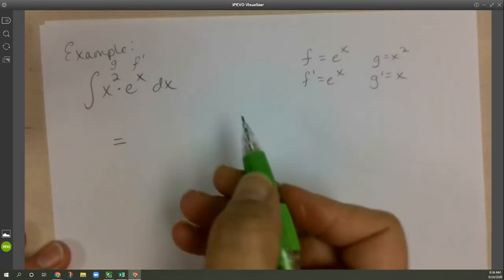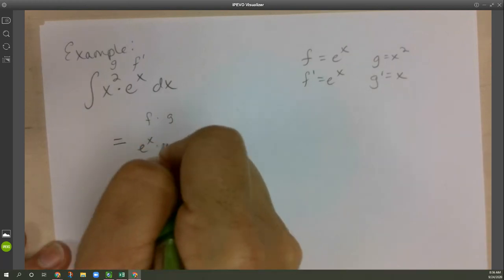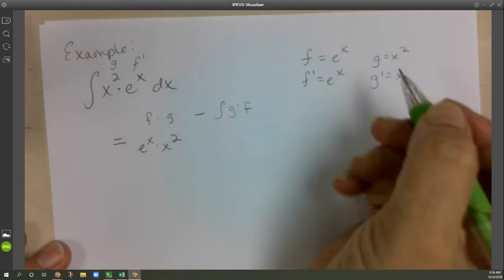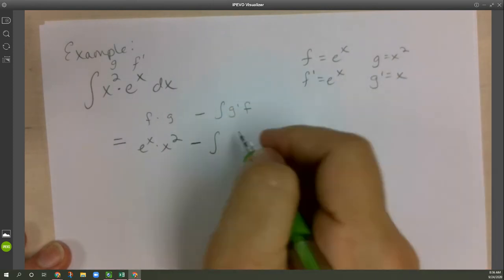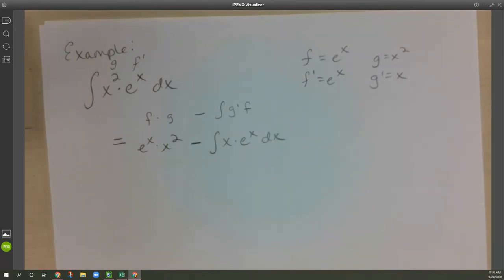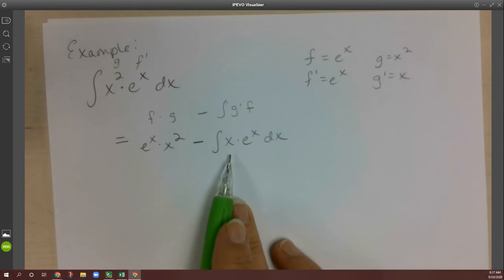This is going to be equal to f times g, e to the x times x squared, minus the integral of g prime f, so minus the integral of x times e to the x dx. So now if I look at the integral that I have here, it is simpler because this is not an x squared anymore, but I still have a product, and I still can't use u sub or algebraic manipulation or anything like that. Sometimes with integration by parts, you have to do it again.